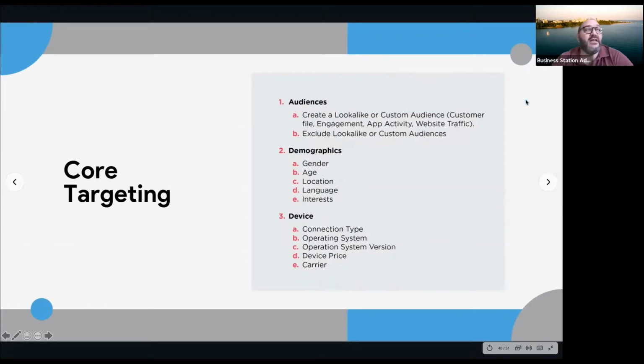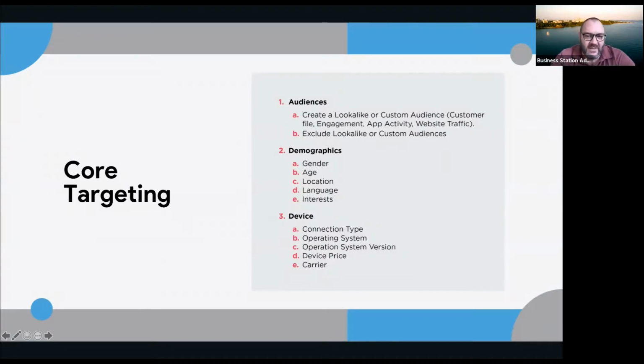Now, core targeting, just like Facebook, your core audiences are audiences based upon things like lookalike or custom audiences that you create. We just looked at that. You can also then exclude lookalike or custom audiences. Now, what you would do with an exclusion is that you would say, well, I want to advertise to people who do look alike my current customers, but I don't want to advertise to my current customers. That's a very common scenario. You've already got them as customers. You don't need to sell them that thing again. So what you would like to do is just advertise to people who are just like your customers, but aren't your current customers.